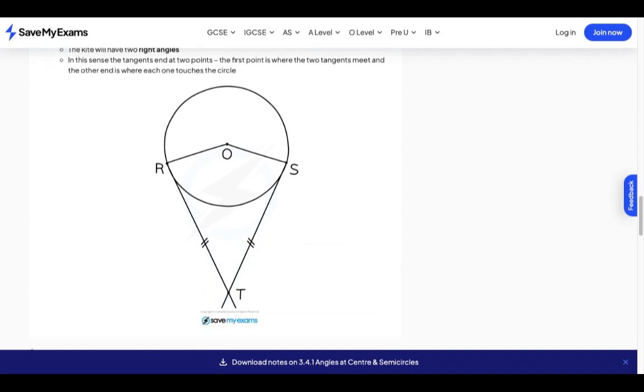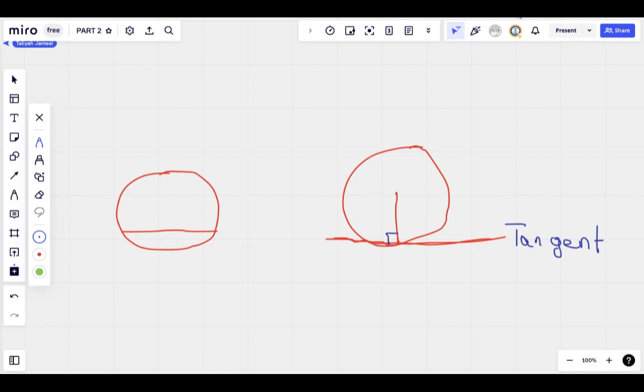Now what if we have two tangents? We extend this tangential line straight and we extend the other tangential line. They meet at a point. When this happens, this line will be equal to this line, and you know already this radius is the same as this radius. And each of these makes 90 degrees.